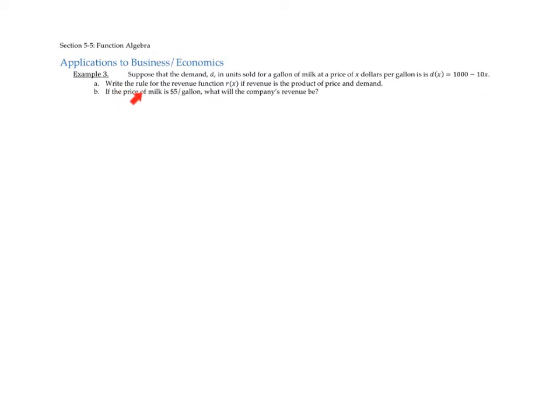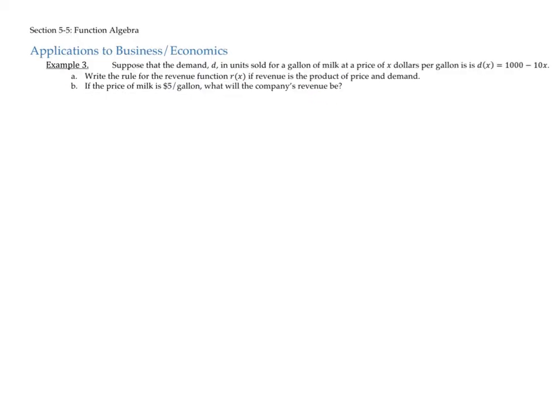Part A, we're going to write the rule for the revenue function R of X if revenue is the product of price and demand. So an important thing to notice is that they just told us how to construct revenue. It is the product of price and demand. So in part A, our R of X, we're going to do the product of the price and the demand. Well, they gave us the demand function right up here, and we're going to take just the output of that demand function, so the 1,000 subtract 10x.